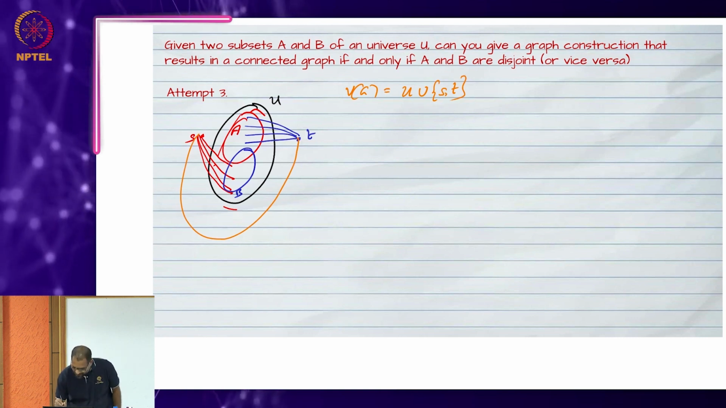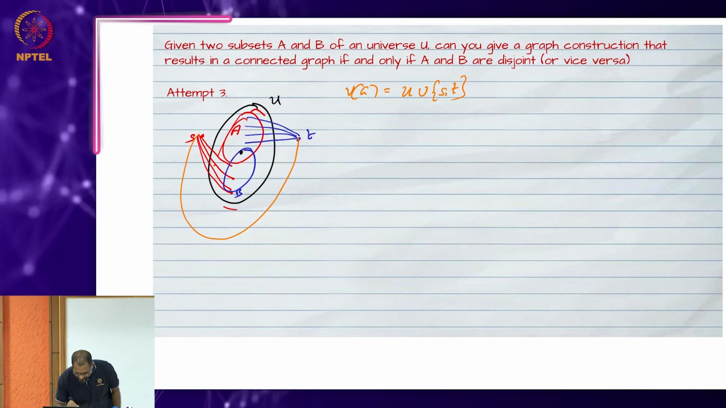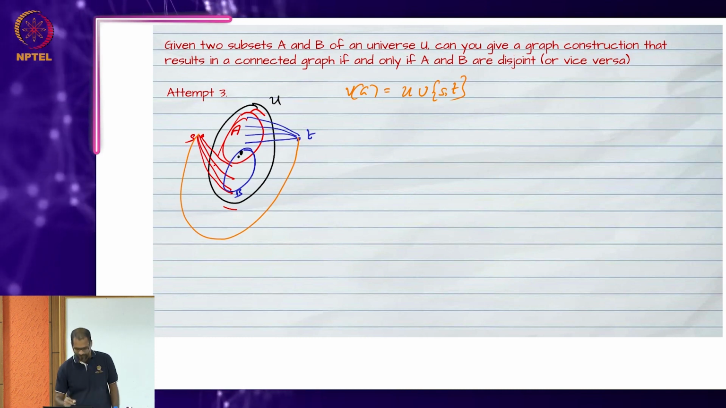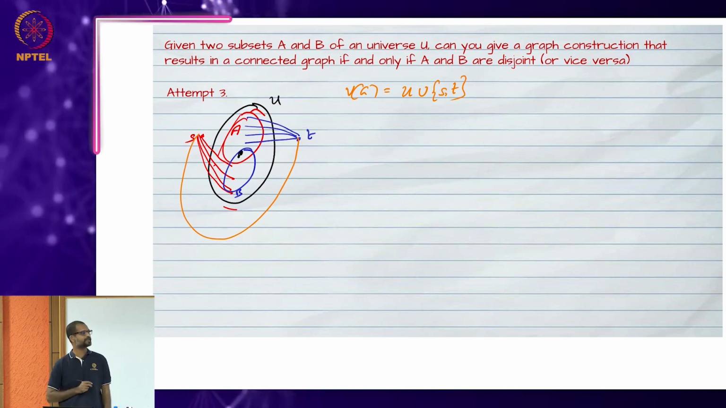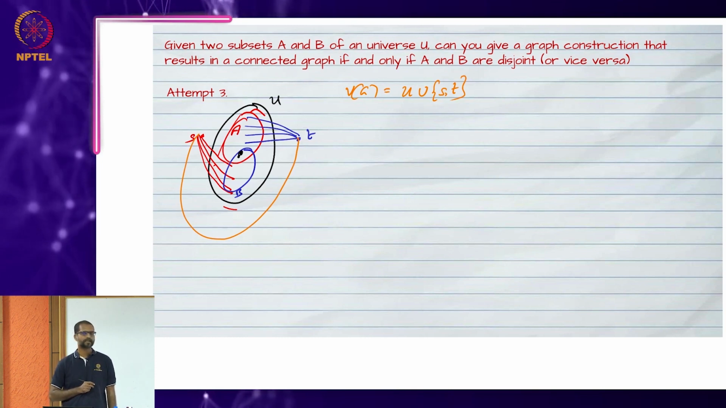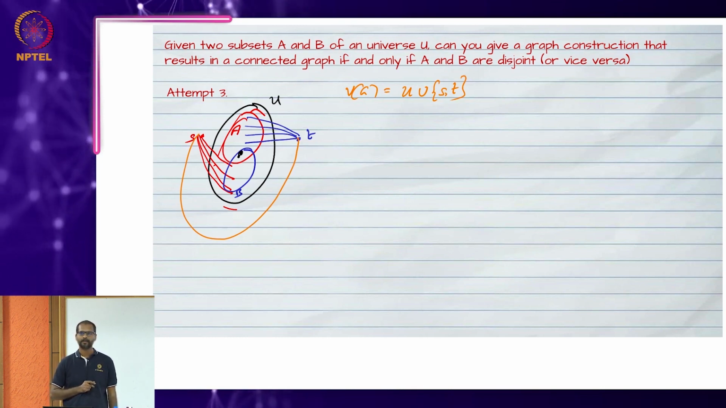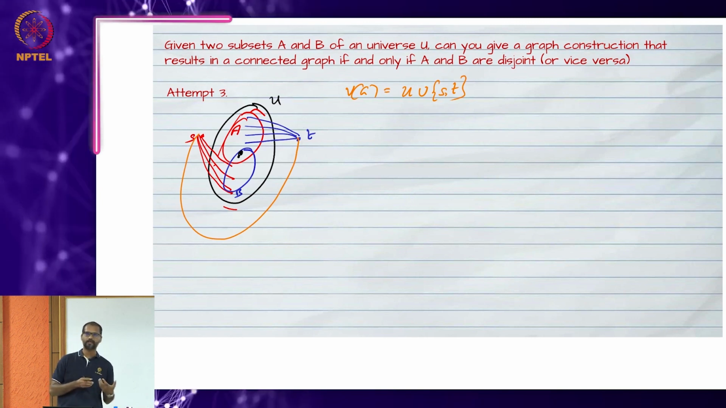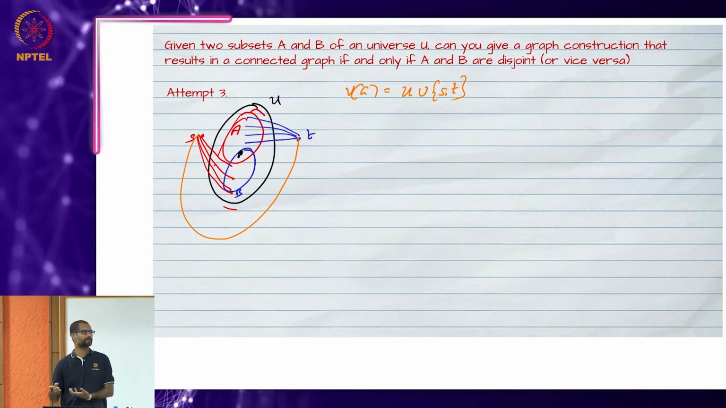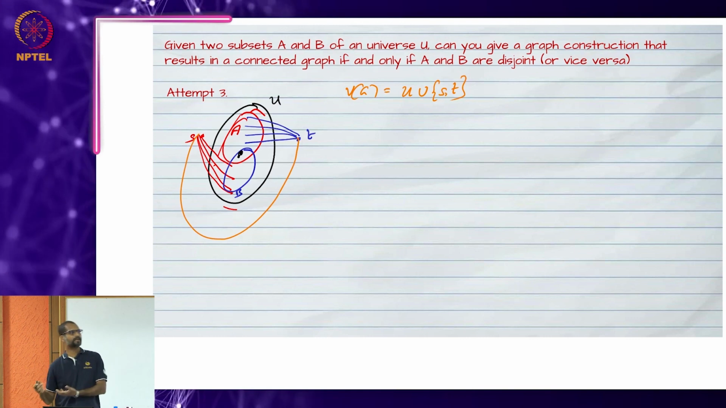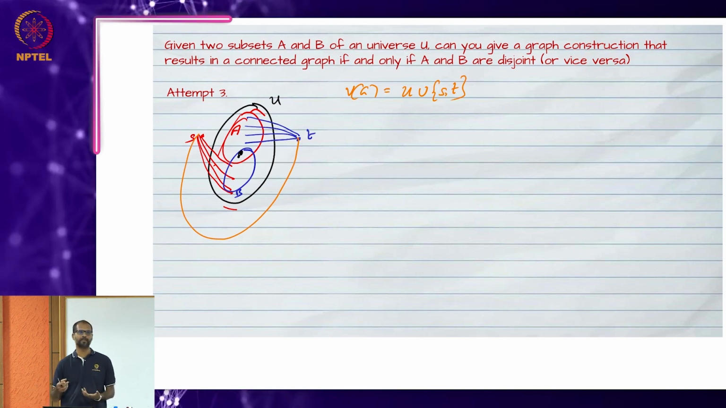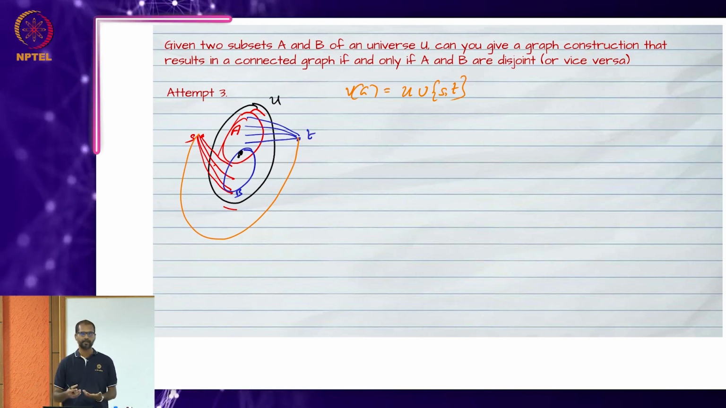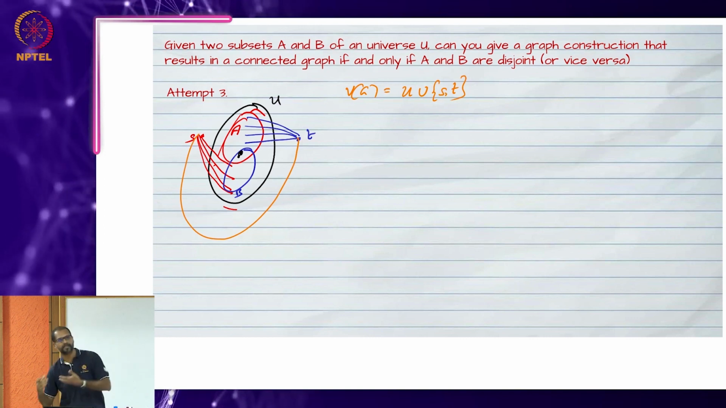There are vertices here, right? In this A intersection B. Are they connected to anywhere? No, they are not connected to S because S only connects to A complement. They are not connected to T because T only connects to B complement. This is both in A and in B, hence it is not in A complement and it is not in B complement.